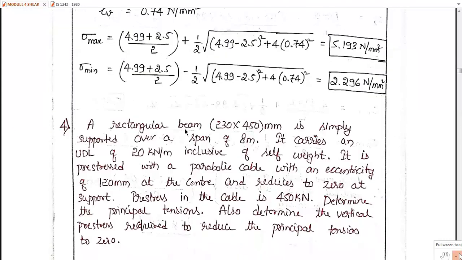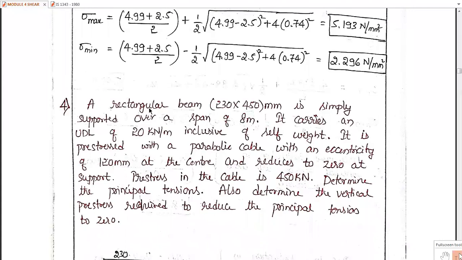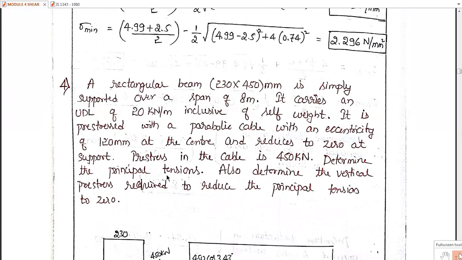Okay. Now, I take up the fourth problem. A rectangular beam 230 by 450 mm is simply supported over a span of 8 meter. It carries a UDL of 20 kN per meter, inclusive of self-weight. Means no need to calculate the self-weight here. It is pre-stressed with a parabolic cable with an eccentricity of 120 mm at the center and reduces to 0 at the support. Pre-stressing force in the cable is 450 kN. Determine the principal tensions. Also determine the vertical pre-stress required to reduce the principal tension to 0.